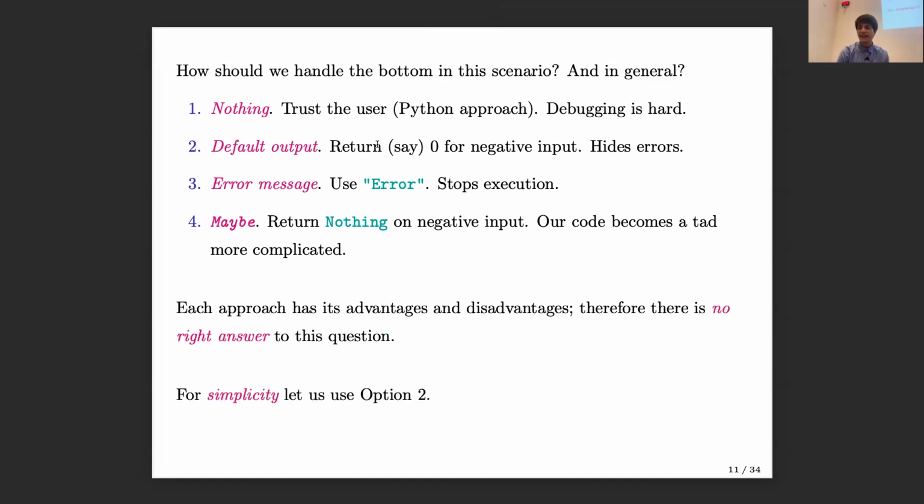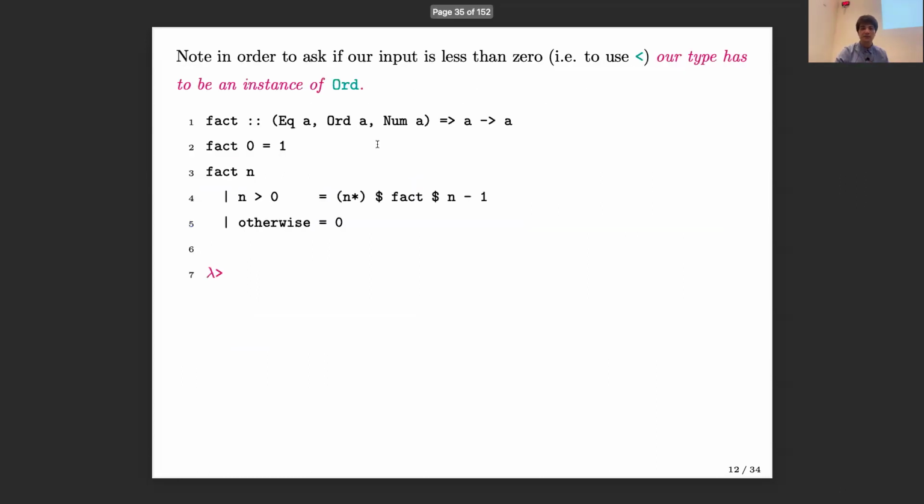Each approach has its advantages and disadvantages. None of them is the right answer to this question. All of them are valid. All of them are done out in the wild. Let's do number 2 just for now. I'm going to say let's return 0 for negative input. I can spin up this factorial function and add a branch or a guard that says if n is positive, then do this. Otherwise, just throw back this default error. So now it's total. So now fact of -1 is going to give us 0. Will this work? More exam style questions.